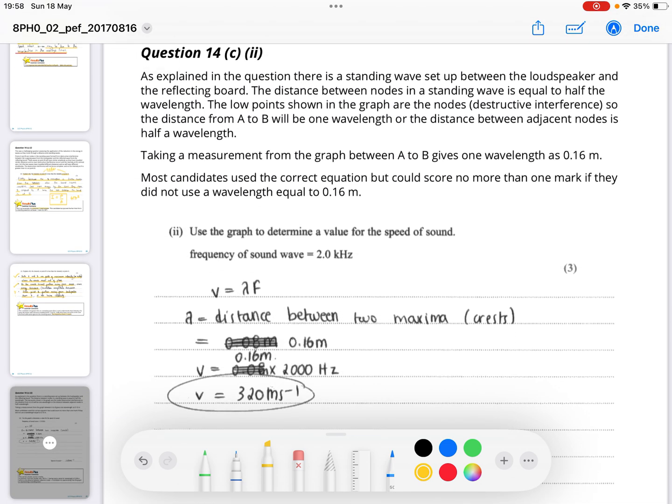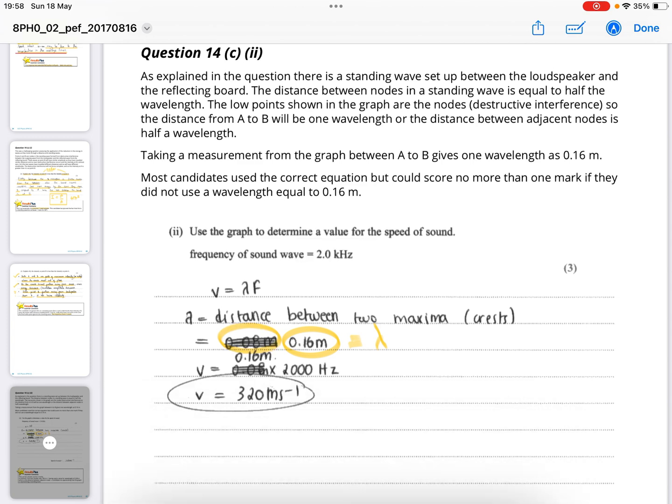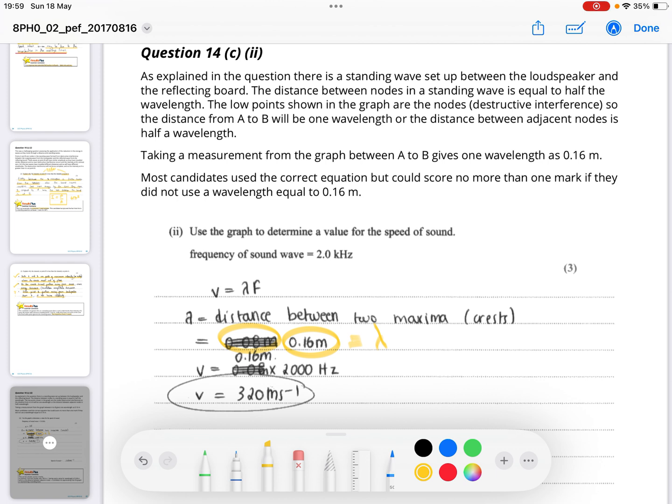In the final part of this question, they've wanted you to work out the speed of sound by looking at the distance between the nodes and work out that the wavelength is 0.16 meters. Now, I'm not sure that this student knew why the wavelength was 0.16 meters, because it looks like he's put 0.08 first, which is the distance between the nodes in the question. The distance between nodes is 0.08, and then he's doubled it, maybe because he knew the speed of sound should be 320 meters per second.